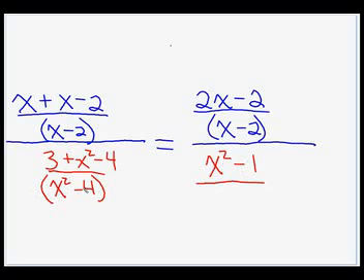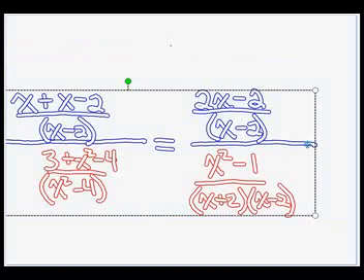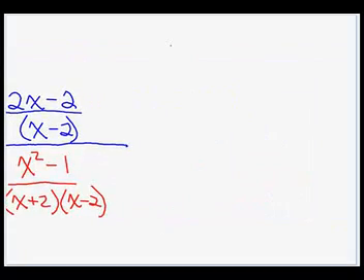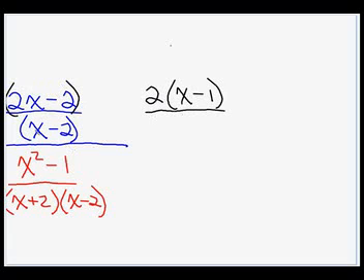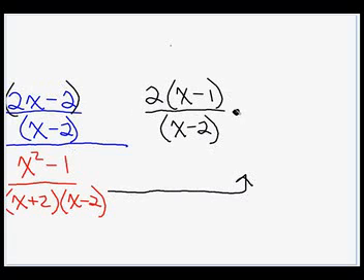And this might even be a good time to factor this denominator. X squared minus 4 is x plus 2, x minus 2. Okay. Yeah, I see here, if I think of that as parenthesized off, I can factor out a 2. 2 times quantity x minus 1. Below it is my quantity x minus 2. And this is a good time to multiply by the reciprocal. I'm going to bring this up, flip it, and turn it into a multiply problem.